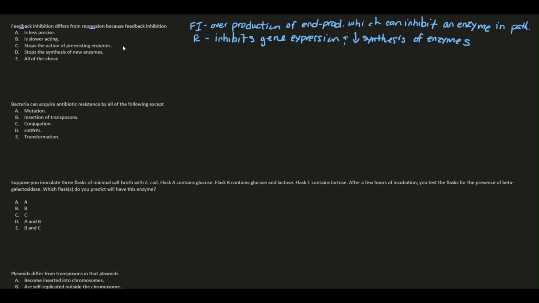So feedback inhibition differs from repression because feedback inhibition is less precise. Well, that's not in our definition. Is slower acting? No. You can cross these out. Stops the action of pre-existing enzymes. Well, that's what it does. It inhibits an enzyme that's already existing in that pathway. So the answer is C.